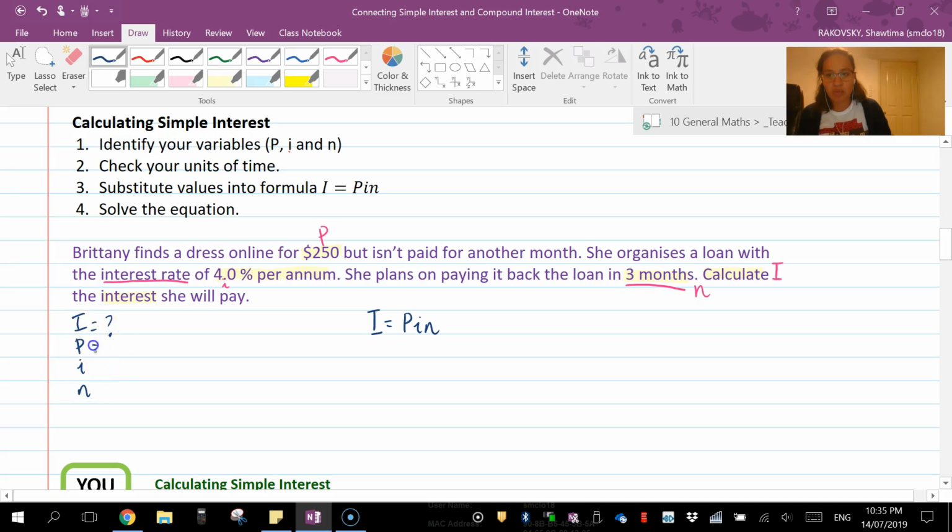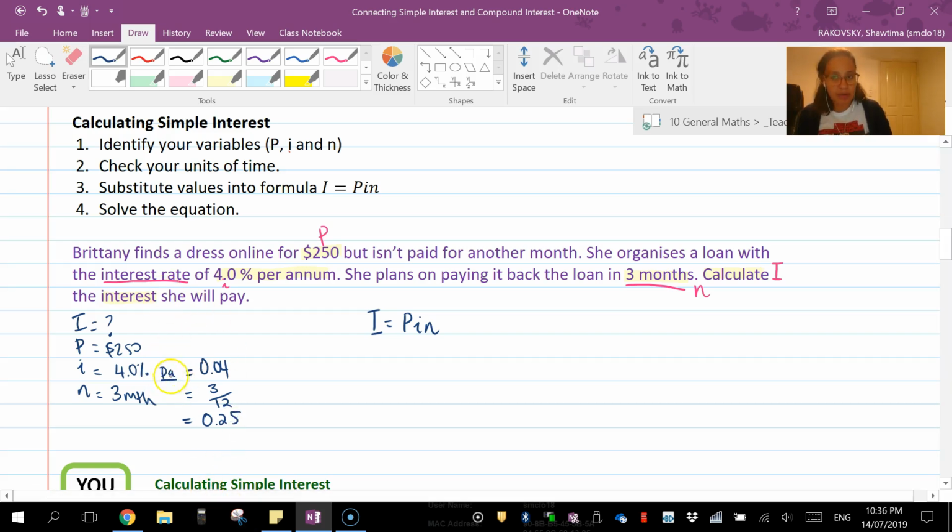This is what I'm looking for. I know that P is $250. R is 4% per annum. Now I'm going to do my conversion. To convert a percent to a decimal, you divide it by 100. When you divide, you're making it smaller, so move to the left, 1, 2 places, and it's 0.04. My N is 3 months. Now be careful here. Per annum means per year. This is 3 months, so 3 months is 3 out of 12 months, because that's how many months are in 1 year, and that means this is 0.25.